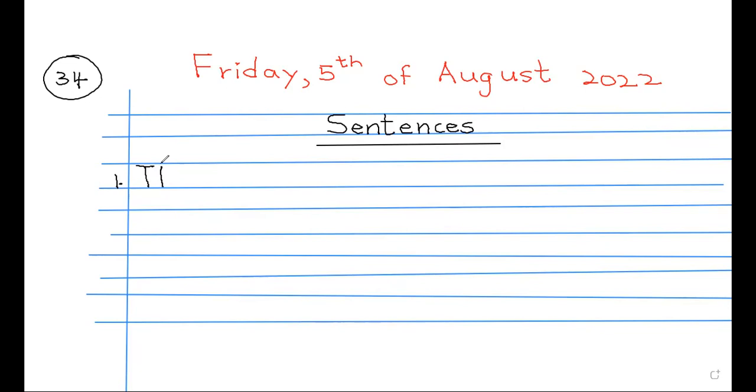Red. Tell me a red color something. This is an apple. A red apple. This is a red apple.